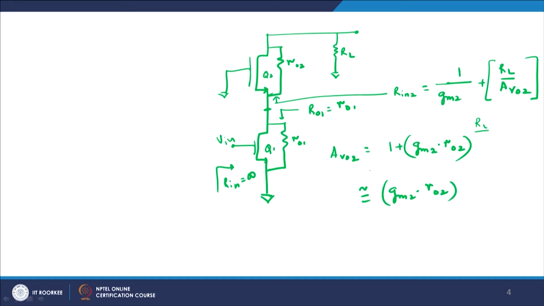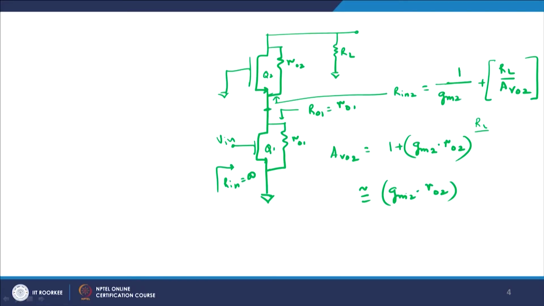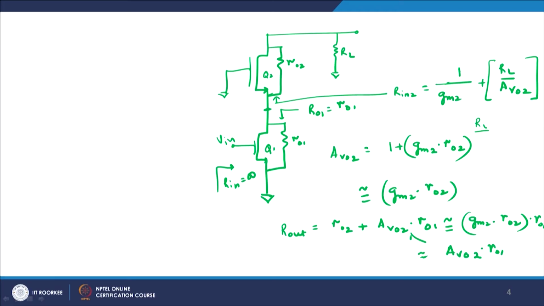Now, of course, this could be approximately written as GM2 into R02. The reason being that GM2 into R02 is much larger than 1, and therefore, AV0 is equal to GM2 into R02. Why GM2 into R02? Very straightforward, GM-RD, where RD is the resistance offered by the device, and GM is the transconductance of the device. Now, if you find out R out, and I am not deriving it here, it is out of scope, it will be given as R02 plus AV02 into R01, and this will come out to be GM2 into R02 into R01, and this is nothing but AV02 into R01, which I just found out here, A0 into R01.